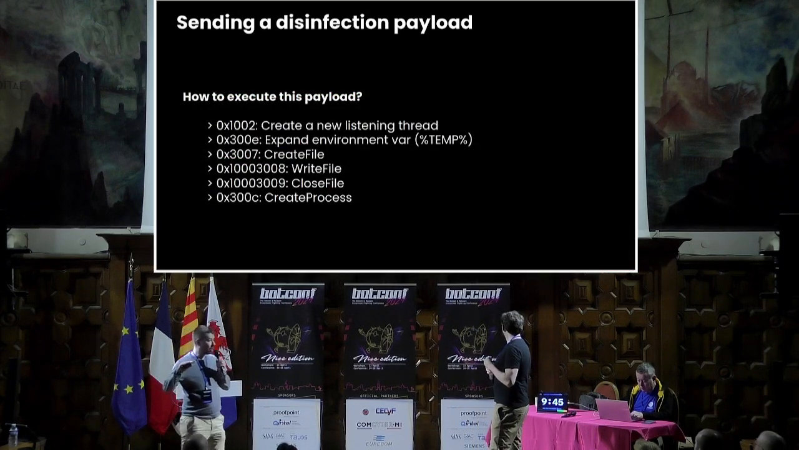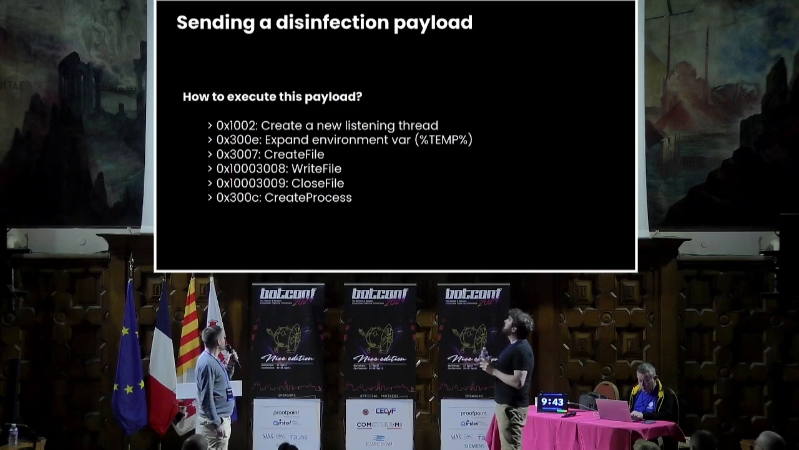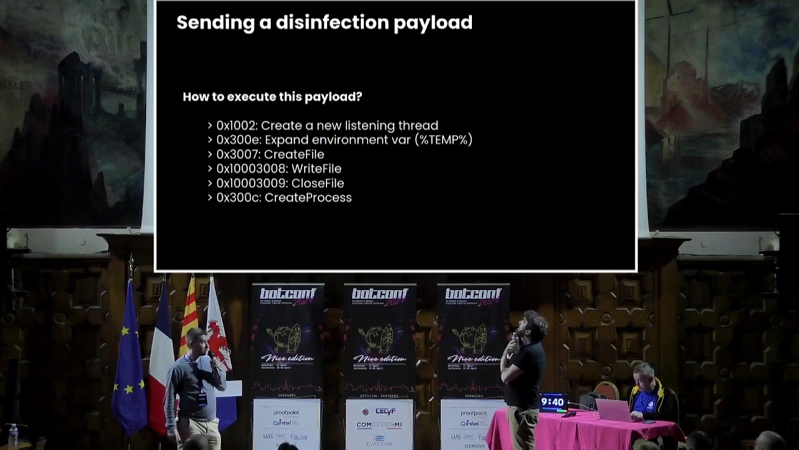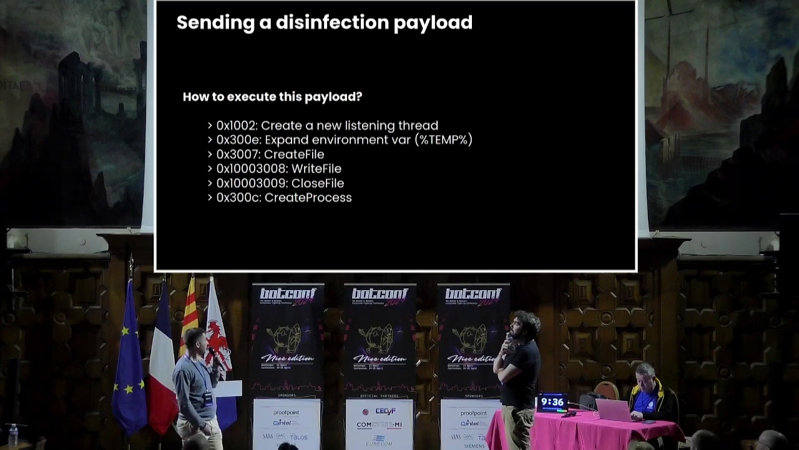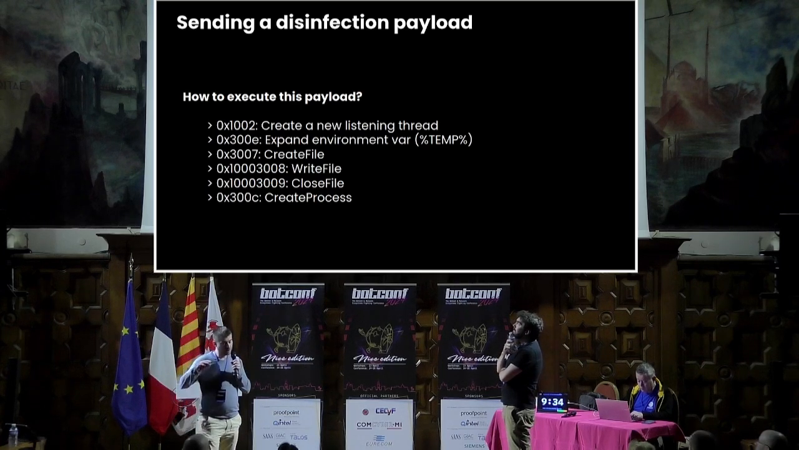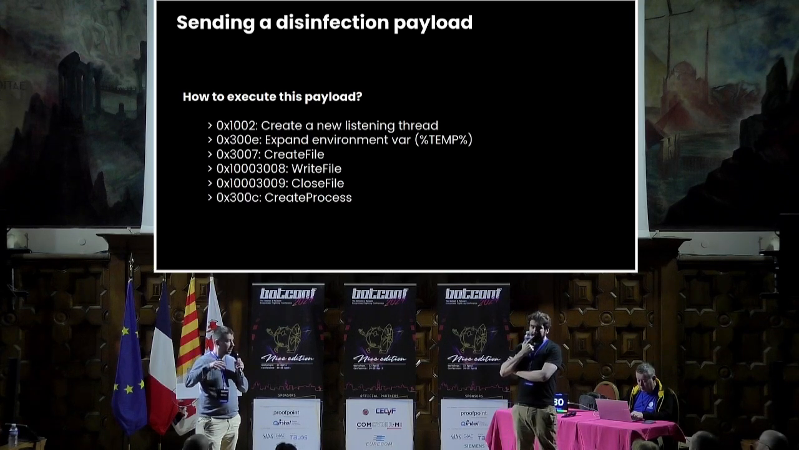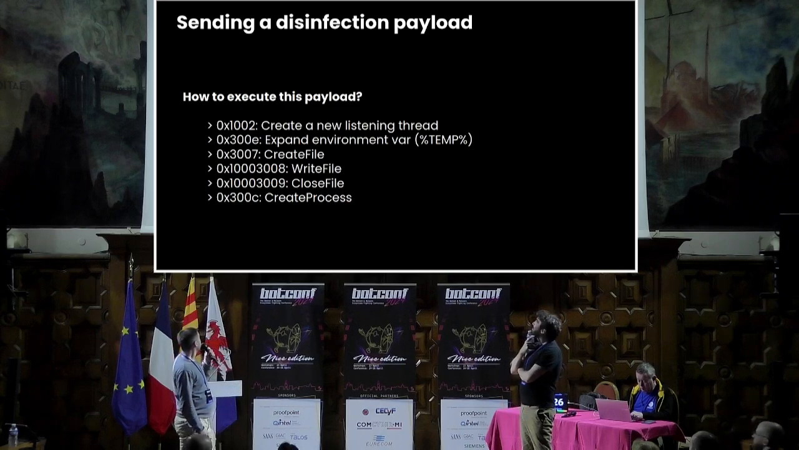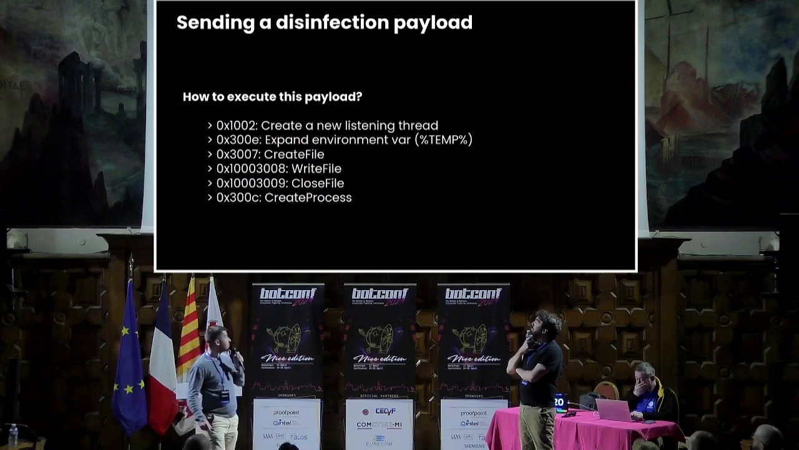So now we have our payload. We can try to send it. To do that, we have to send some commands. The first one is to create a new listening thread. This command is used to create a thread, and this thread is waiting for a sequence of commands, and then we can send this sequence of commands. The first one is to expand an environment variable.